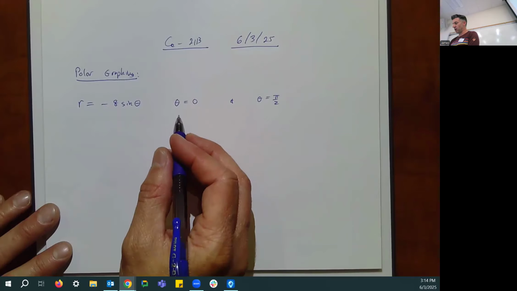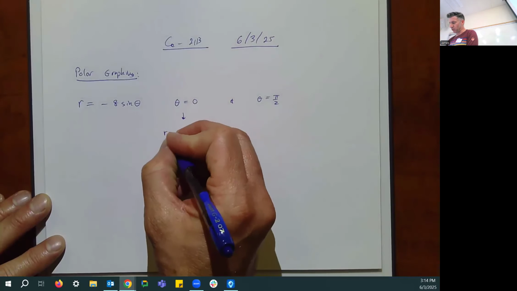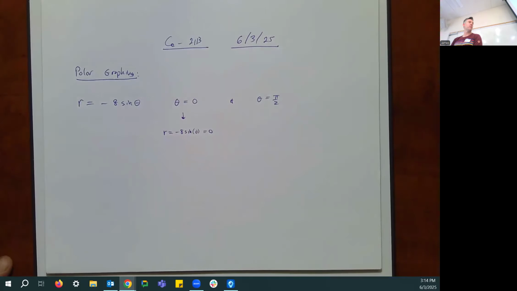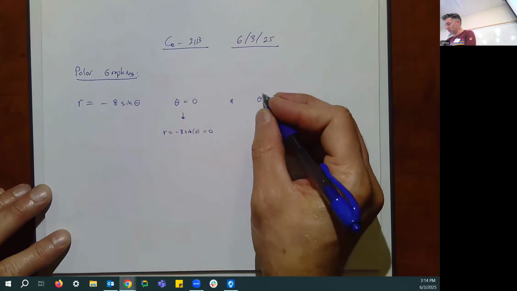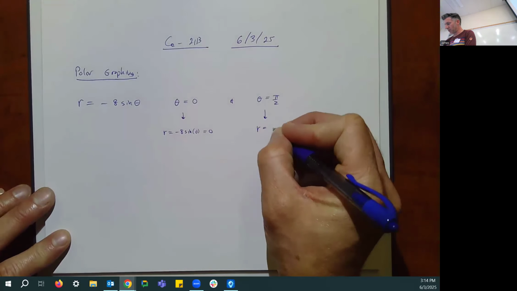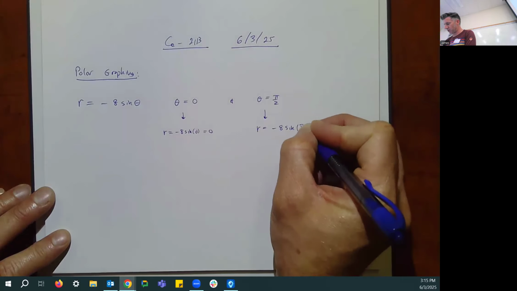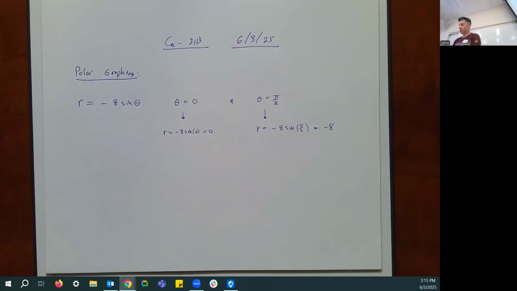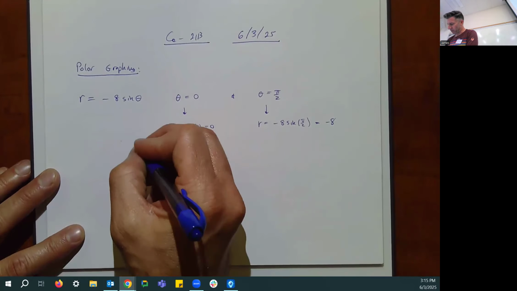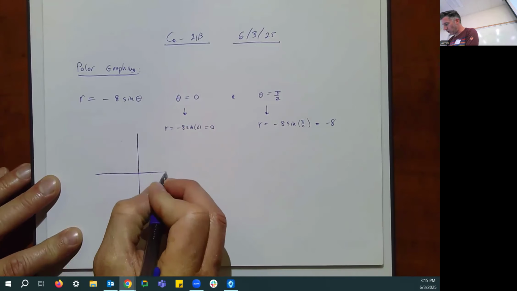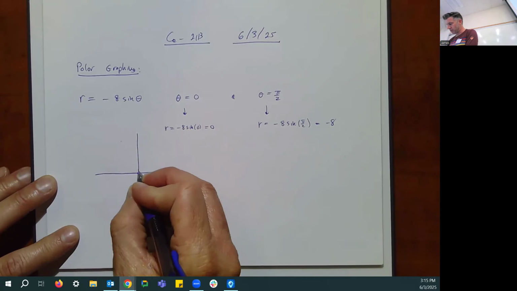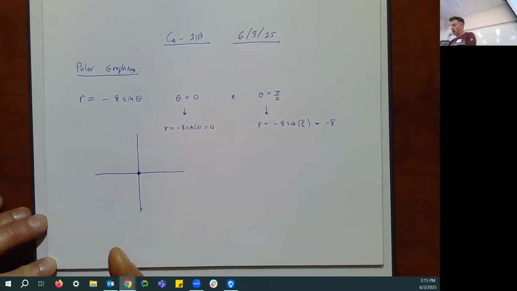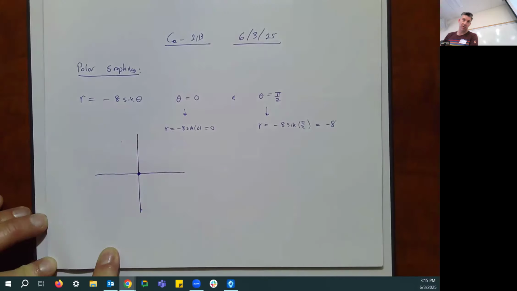If we pick theta equal to 0, you get r equals -8 sine of 0, which is 0. If you pick theta equal to pi over 2, you get r equals -8 sine of pi over 2, which is -8 times 1. One of these will always give you the origin as one of your points, that one in this case. The other one gives us the coordinate where we're going up -8, so we're really going down 8.